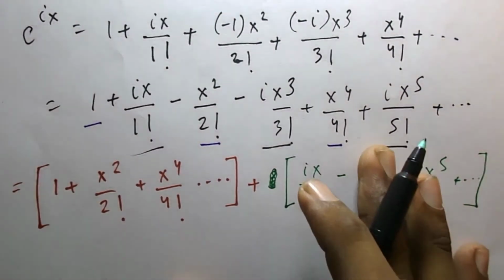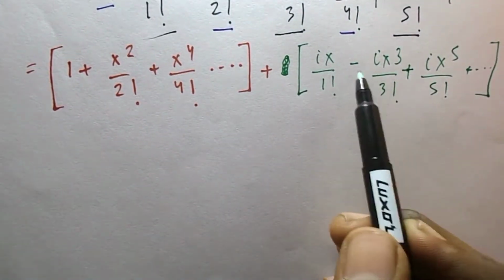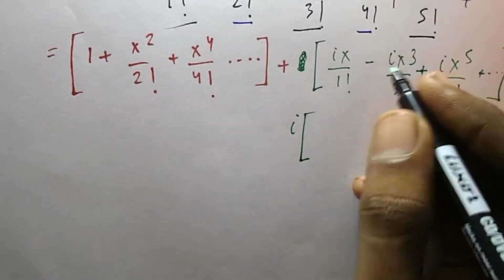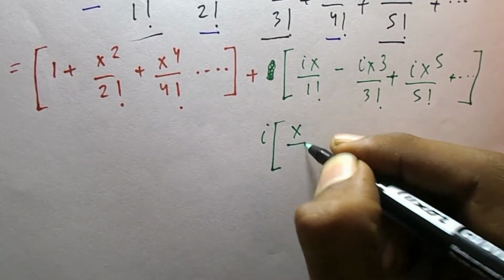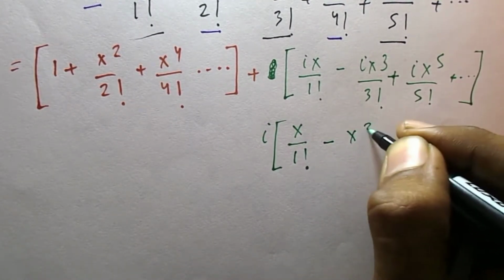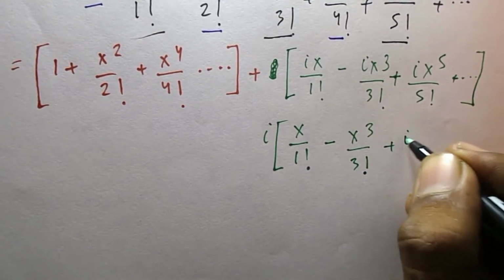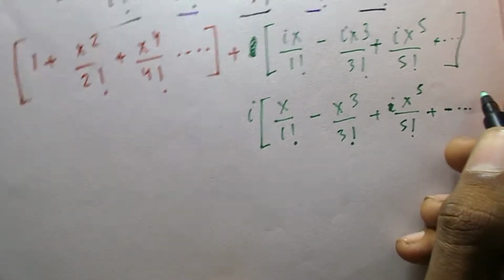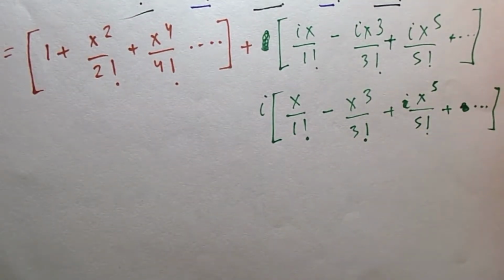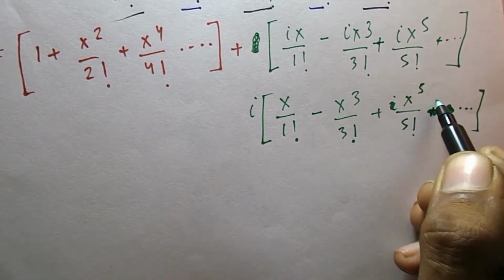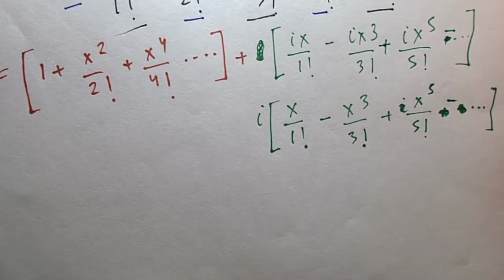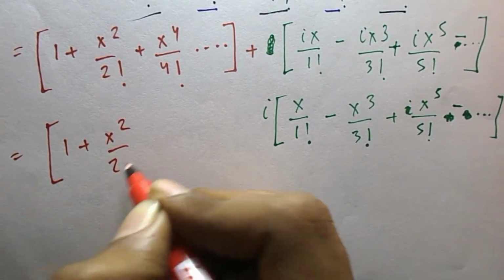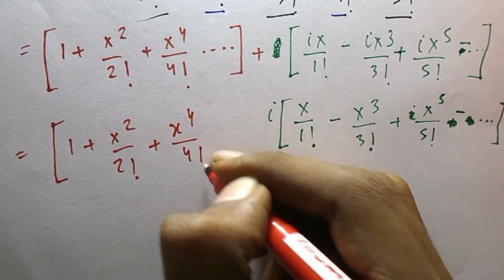Right, now see all these terms here contain i, so we can just factor out the i here. So I can write i times, we have the series, this was x by 1 factorial, that's only x, minus x cubed by 3 factorial plus x to the power 5 by 5 factorial, I have no space here, and so on. It would be minus so on, because the next term would have a negative sign. Now this term will remain as it is, that is 1 plus x squared by 2 factorial plus x to the power 4 by 4 factorial plus so on.